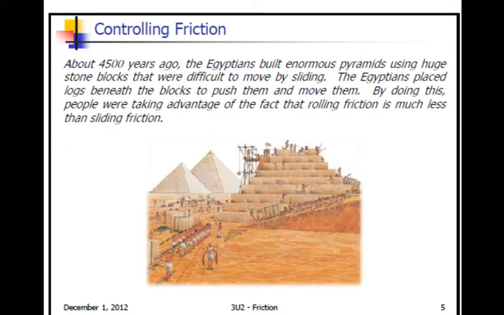This slide here talks about how we have controlled friction over the years of our use of technology. About 4,500 years ago, the Egyptians built enormous pyramids using huge stone blocks that were difficult to move by sliding. So they actually placed logs beneath the blocks to push them and move them. And by doing this, they take advantage of the fact that rolling friction is less than that of sliding friction, because there is less material in contact with the surface.